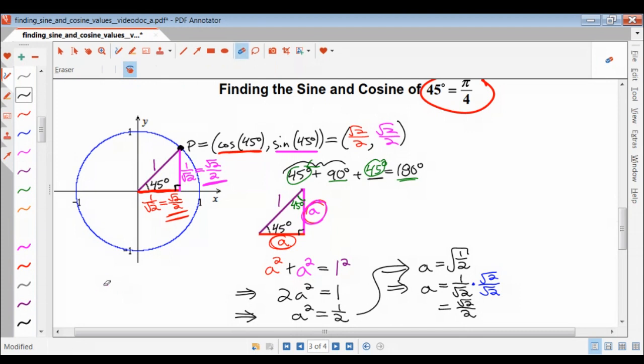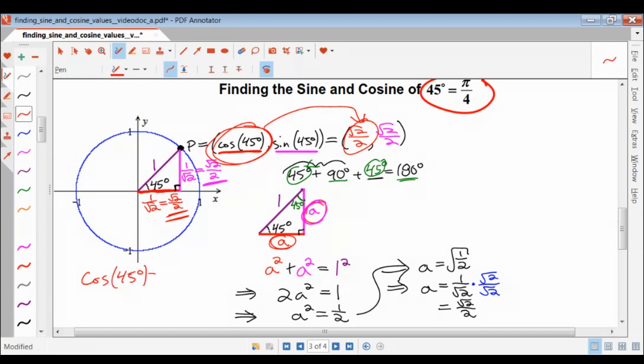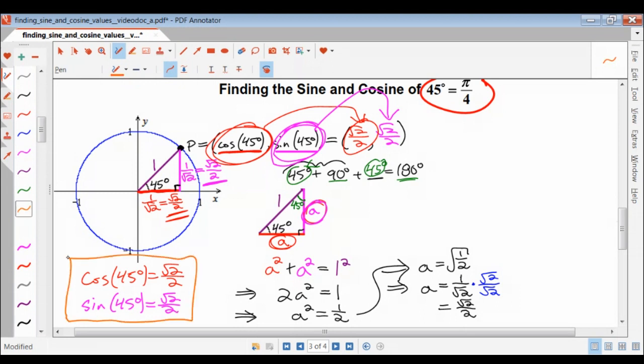And then finally, we can conclude that since cosine of 45 degrees is this x coordinate, the cosine of 45 degrees is square root of 2 over 2. And since sine of 45 degrees is the y coordinate, we can conclude that the sine of 45 degrees is square root of 2 over 2. So the sine and cosine of 45 degrees are exactly the same value.